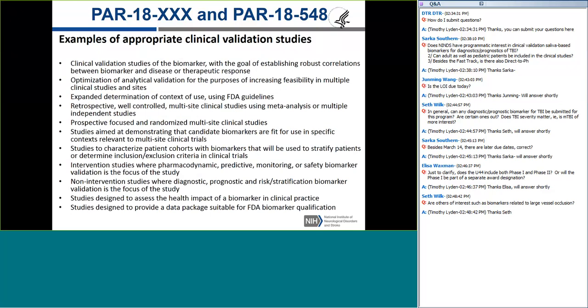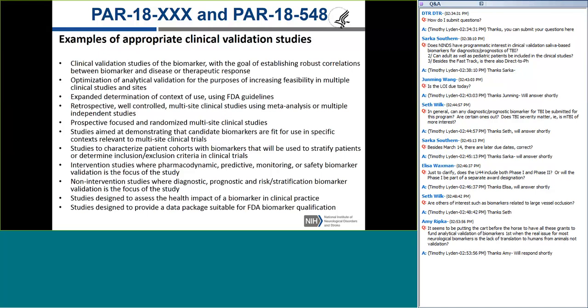Some examples of clinical validation studies that you might be doing while being funded through this opportunity are clinical validation studies of the biomarker with the goal of establishing robust correlations between biomarker and disease or therapeutic response. And then we are assuming, as I stated before, that you might still be doing some optimization of your analytical validation. You could also be expanding your determination of context of use, because we also assume the more you learn about your biomarker and how it correlates with the clinical conditions that you're interested in, you might have to make some changes in your context of use document, or you might even really expand the scope of it.